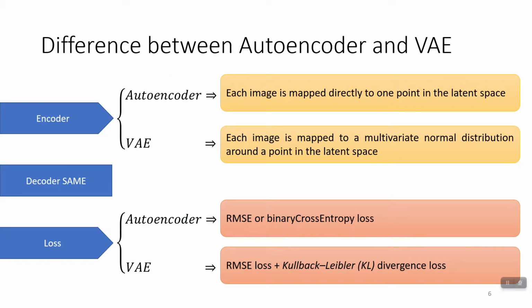There are actually two parts that we need to change in order to convert an autoencoder to a variational autoencoder: the encoder and the loss function. As you observed in slide 3, in an autoencoder, each image is mapped directly to one point in the latent space. In a variational autoencoder, each image is mapped to a multivariate normal distribution around the point in the latent space. The loss function in an autoencoder only consists of the RMSE loss between images and their reconstruction after being passed through the encoder and decoder. In VAE, the loss function requires one extra component, the KL divergence.